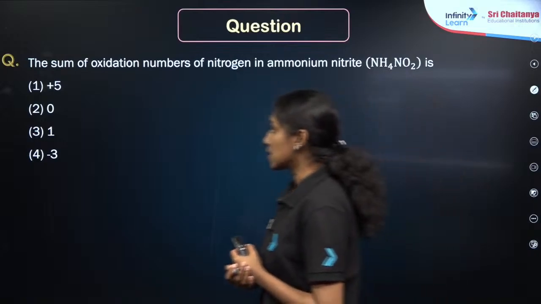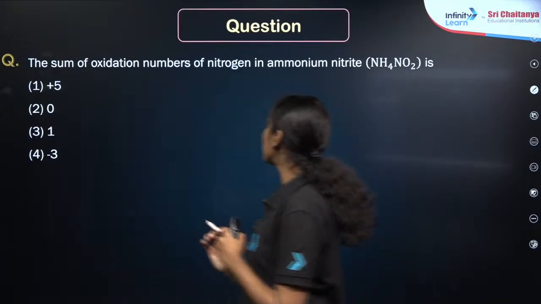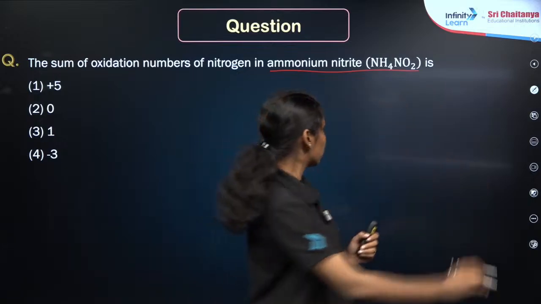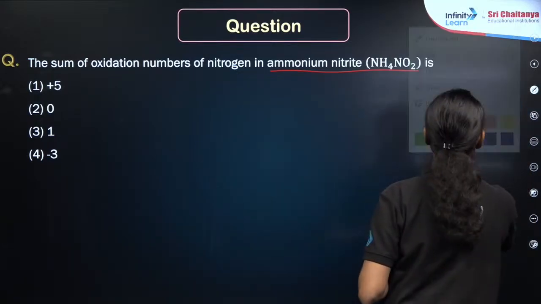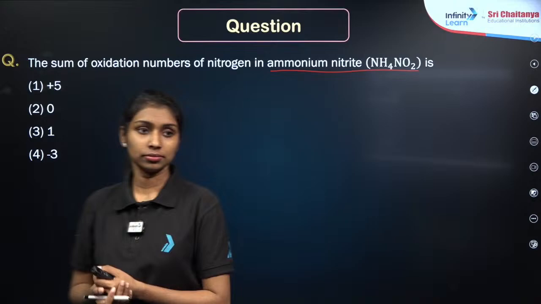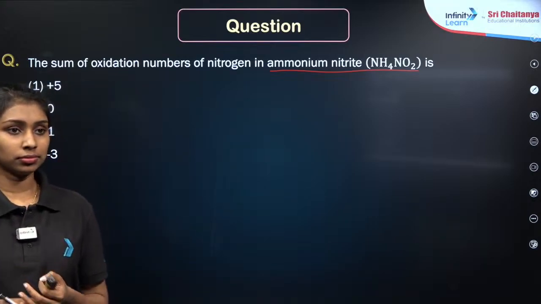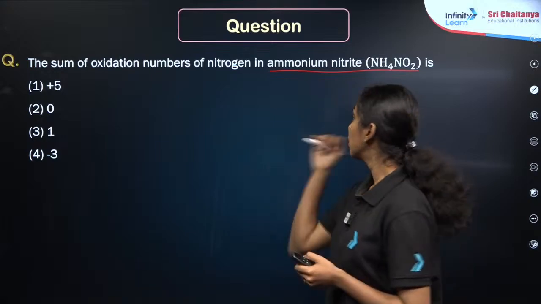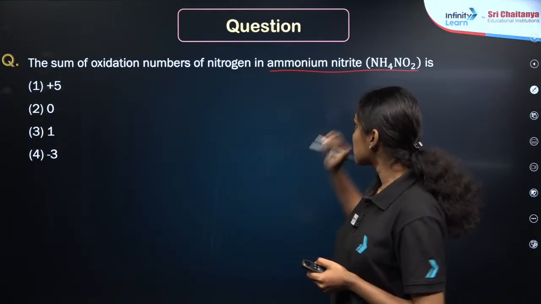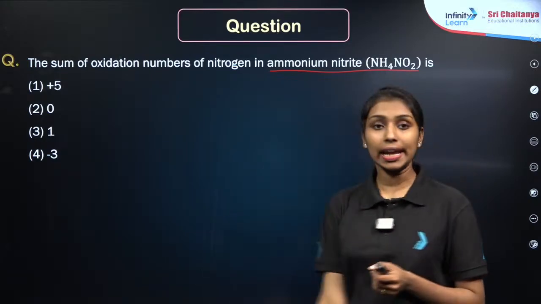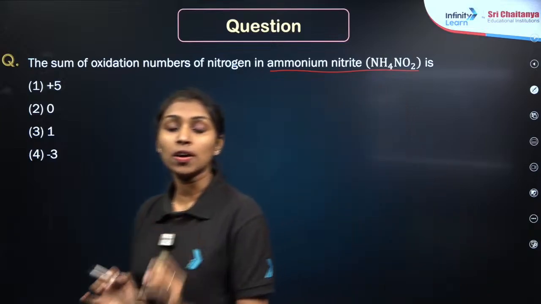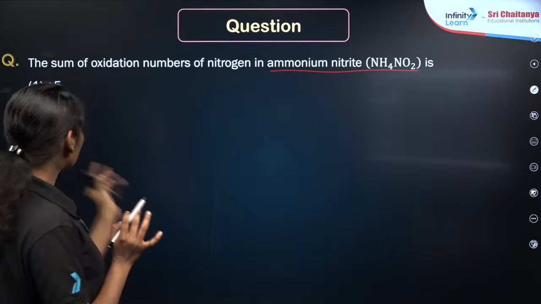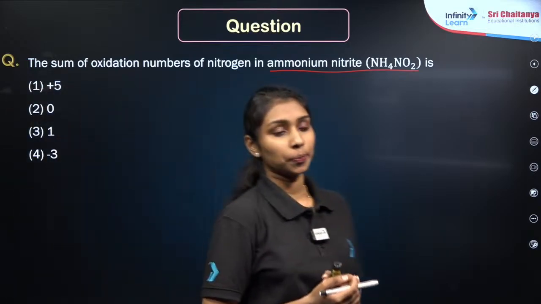Okay. Here is the next question. What is the sum of oxidation numbers of nitrogen in ammonium nitrite? Ammonium nitrite. The chemical formula of this particular substance is also given here, NH4NO2. Find out the oxidation numbers of each of the nitrogen atoms present here. Then find out the sum of the oxidation numbers. What will be the answer?